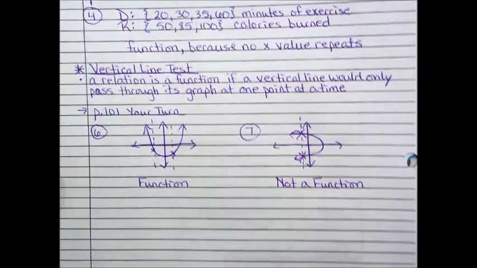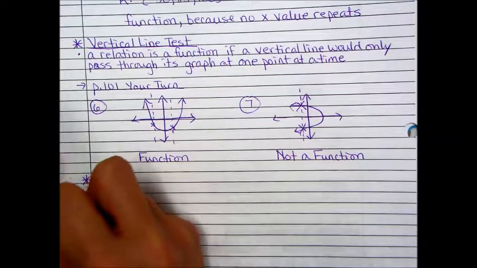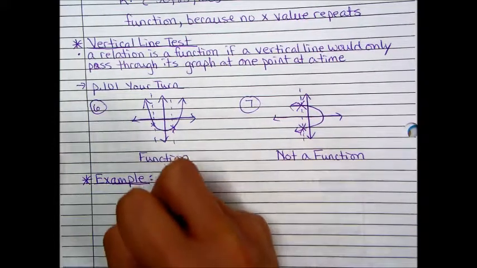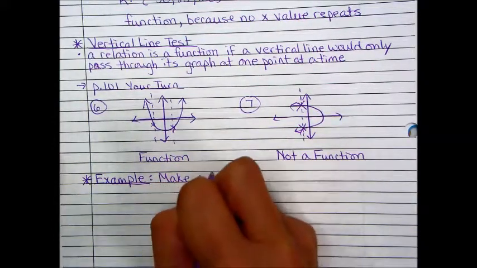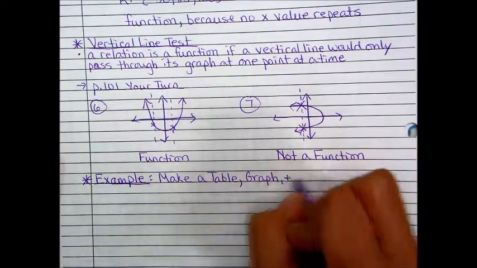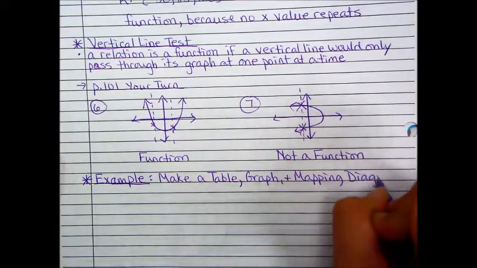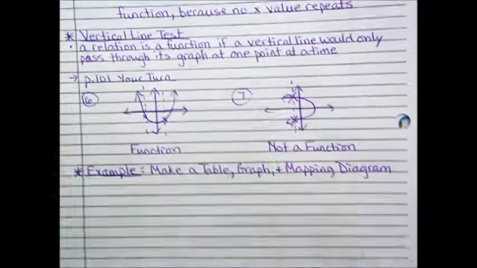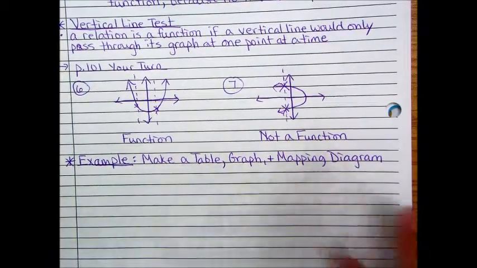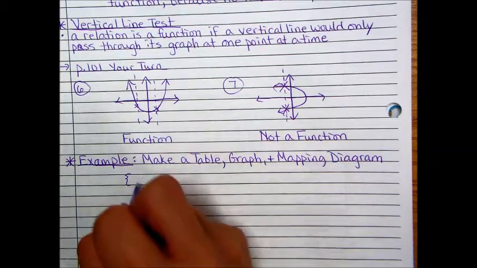All right, one final skill we need to be able to do, because it happens to be just like the very first homework problem in this lesson, is I want to do one example where we show how to make a table, graph, and mapping diagram given some information. Okay? So in the problems that require you to make these 3 representations, what you're going to be given is a large set of ordered pairs. So here's one that I made up just for an example.